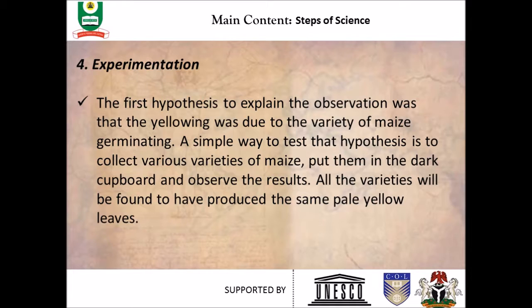Let us examine the two hypotheses regarding the young man's observations of pale yellowing leaves of maize seedlings. The first hypothesis to explain the observation was that the yellowing was due to the variety of maize germinating. A simple way to test that hypothesis is to collect various varieties of maize, put them in the dark cupboard, and observe the result. All the varieties will be found to have produced the same pale yellow leaves.